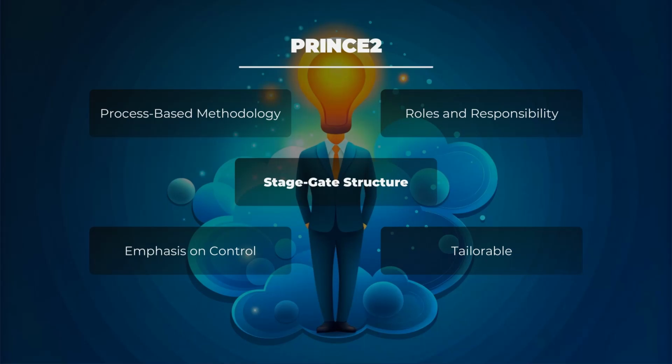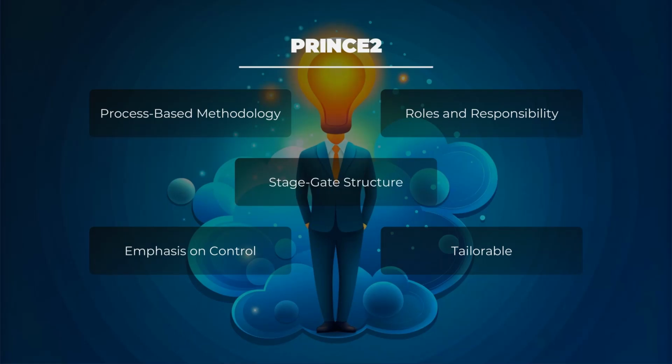Stage gate structure. PRINCE2 uses a stage gate structure, dividing a project into distinct phases. Each stage is characterized by a set of processes, and at the end of each stage, a checkpoint is used to assess progress and viability before moving on to the next stage. This structure enhances control and facilitates informed decision-making at key stages of the project.